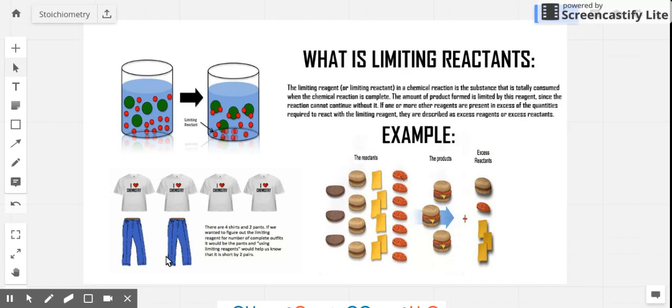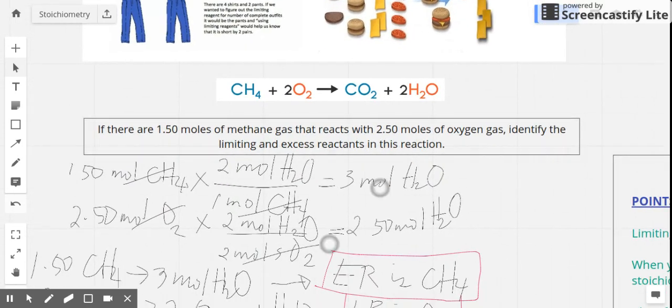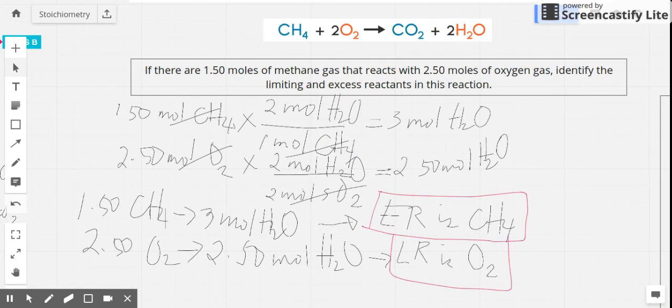So similarly, in a chemical equation, if you are given certain reactant amounts, as I pointed out in the last video, when you're dealing with a limiting and excess reagents problem, you always have to note that there will always be 2 givens, one for each reactant. It can be 2 or more. In this case, there are just 2: 1.50 moles of methane gas and 2.50 moles of oxygen gas.